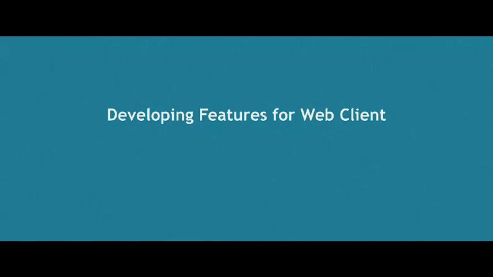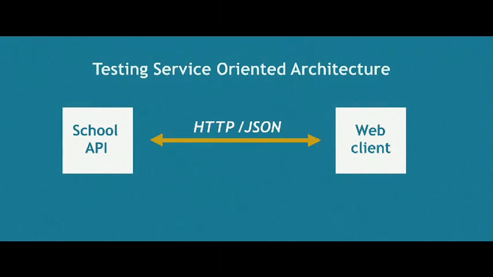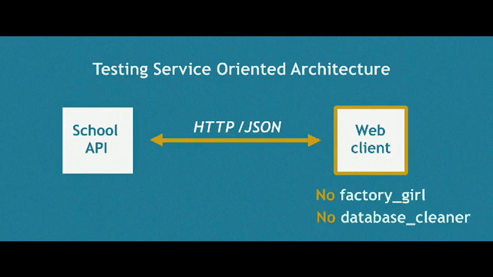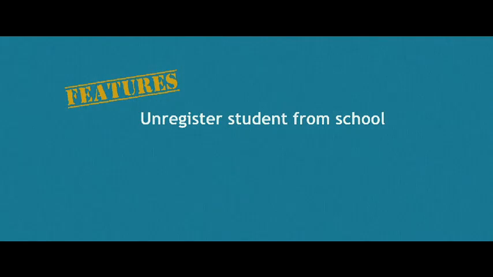Now we're going to look at developing some features for the web client in the service-oriented architecture example. It's also important that we know that there's a developer working on the web client application, and a developer working on the school API application. And we have a customer, and the customer wants these features. So again, this is what the architecture looks like. We're writing tests for the web client, and we cannot use Factory Girl or Database Cleaner. So here are the features. We need to be able to unregister a student from the school.